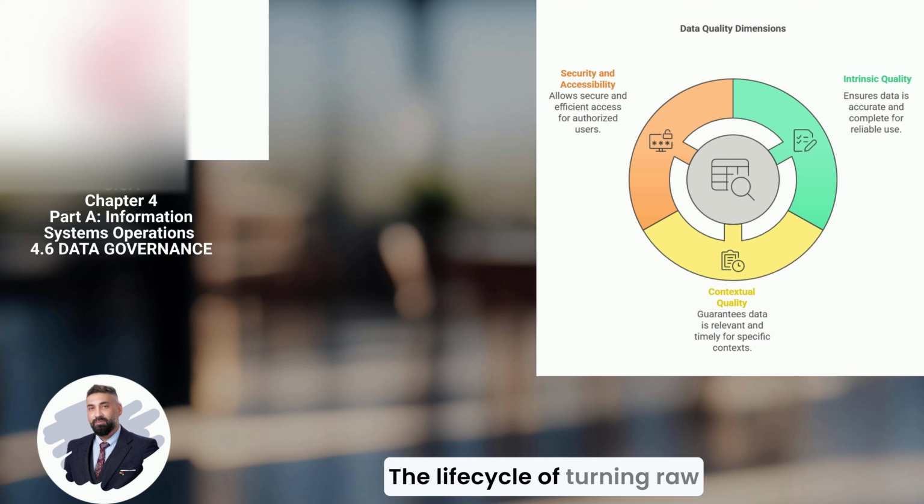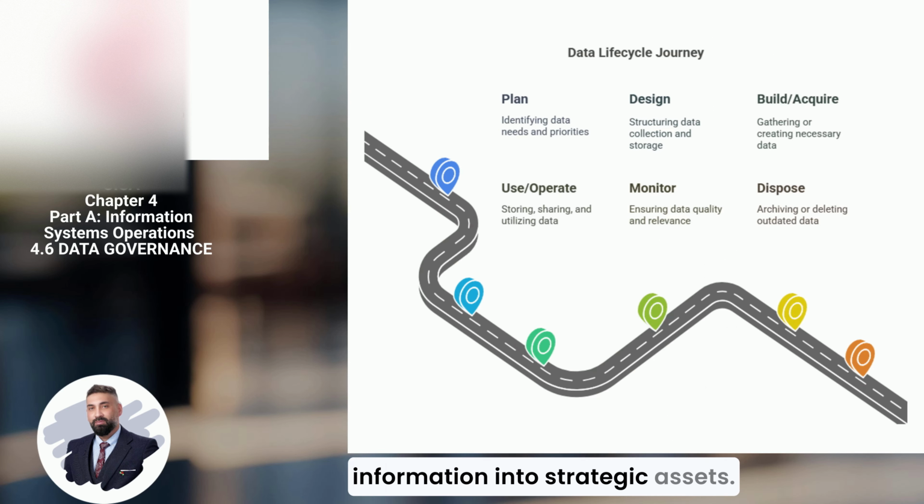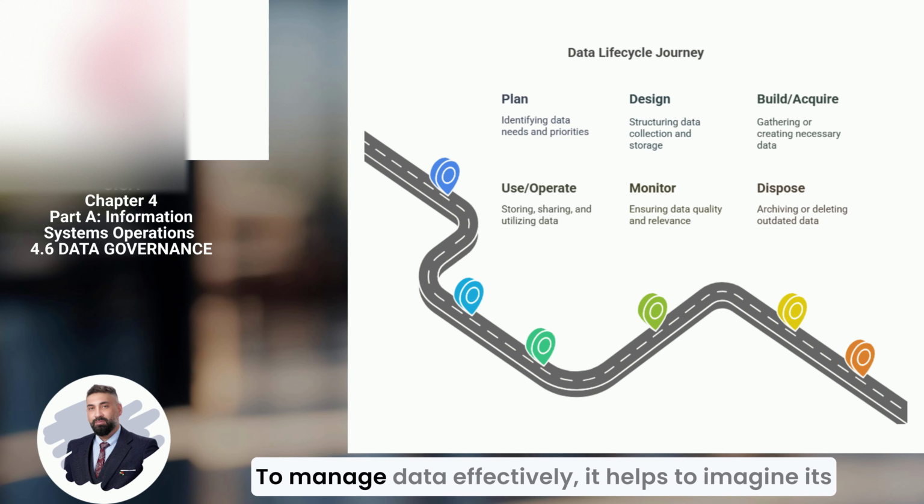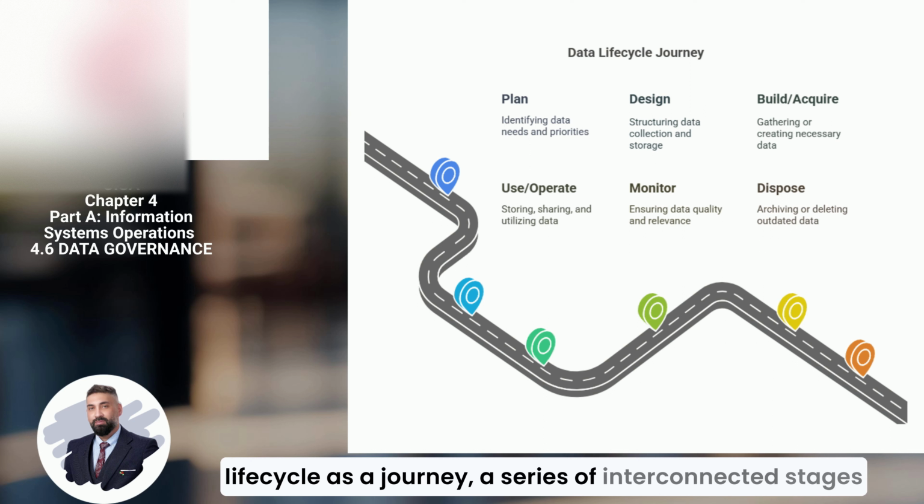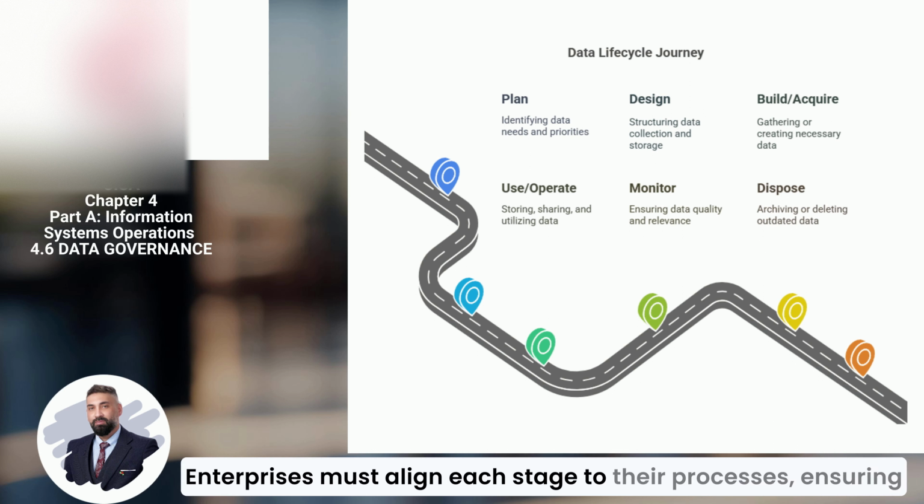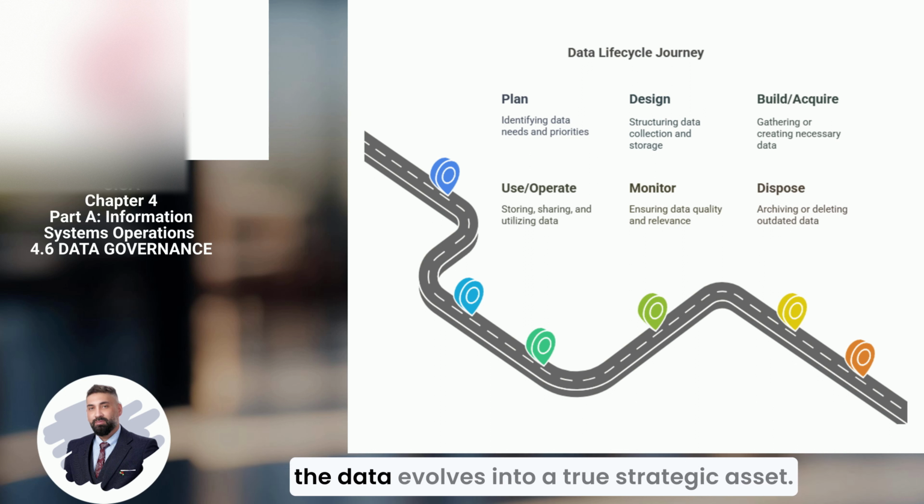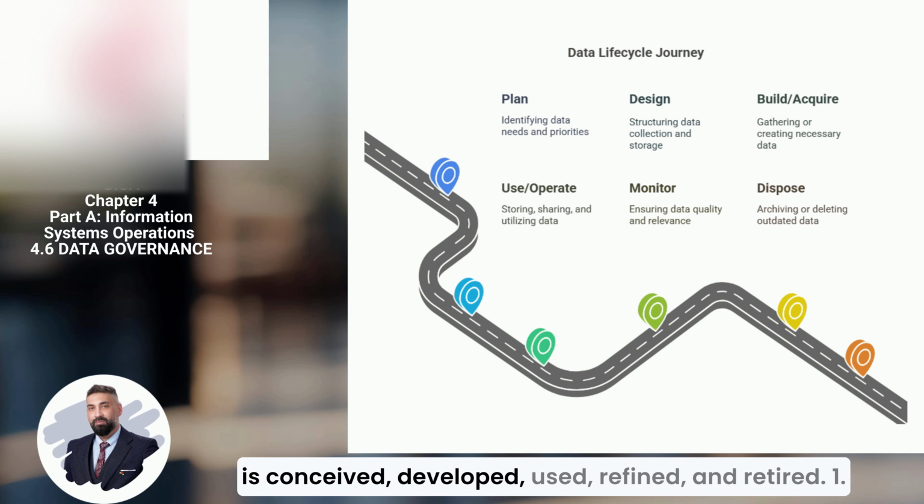The life cycle of data: turning raw information into strategic assets. To manage data effectively, it helps to imagine its life cycle as a journey, a series of interconnected stages through which information gains purpose and value. Enterprises must align each stage to their processes, ensuring the data evolves into a true strategic asset. These stages bring clarity to how data is conceived, developed, used, refined, and retired.